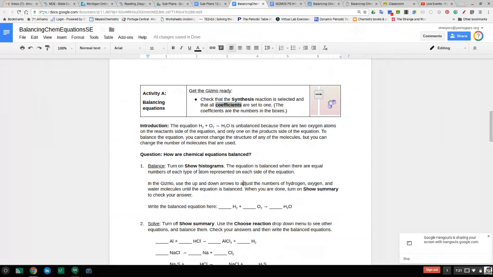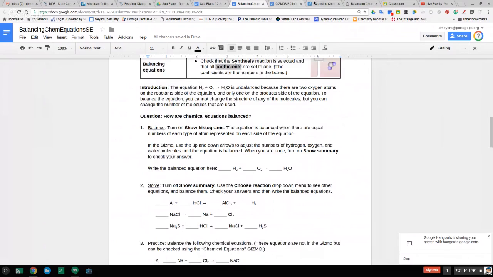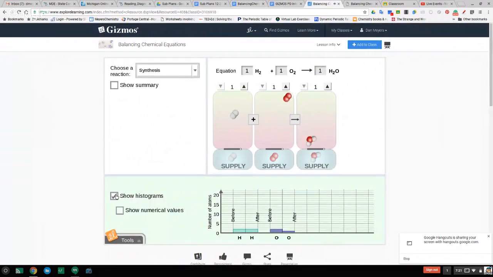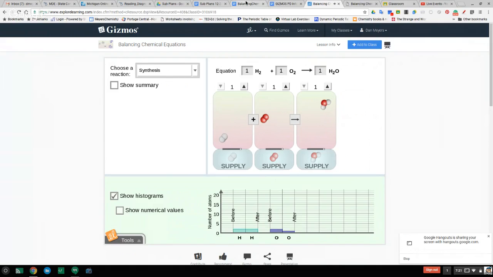So at this point, how are chemical equations balanced? Well, you're going to go through and practice. So you're going to balance by showing histograms, which is here. And we can see the H's are equal, but the oxygens are not. So you need to figure that out and adjust either by changing the number up here of hydrogen molecules, or you can adjust here and change the value that's presented. Okay. When you're all done, you go to show summary to see if your equation is balanced. If it is, you'll have I think a green check mark.